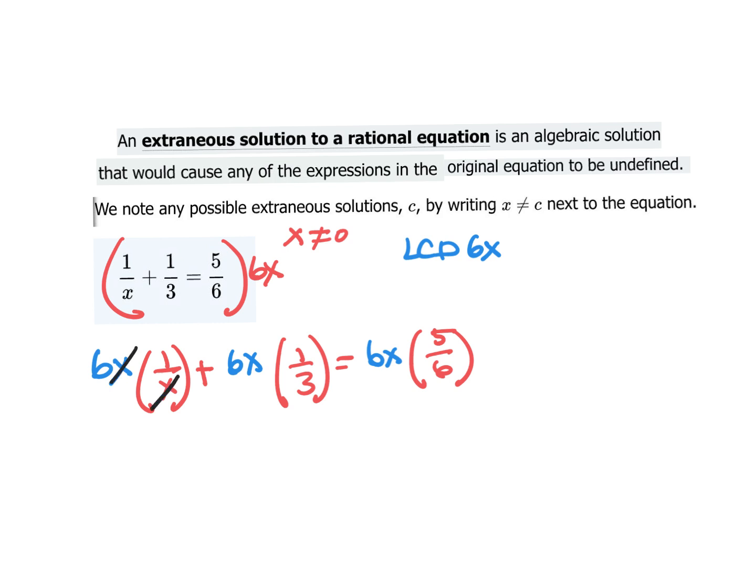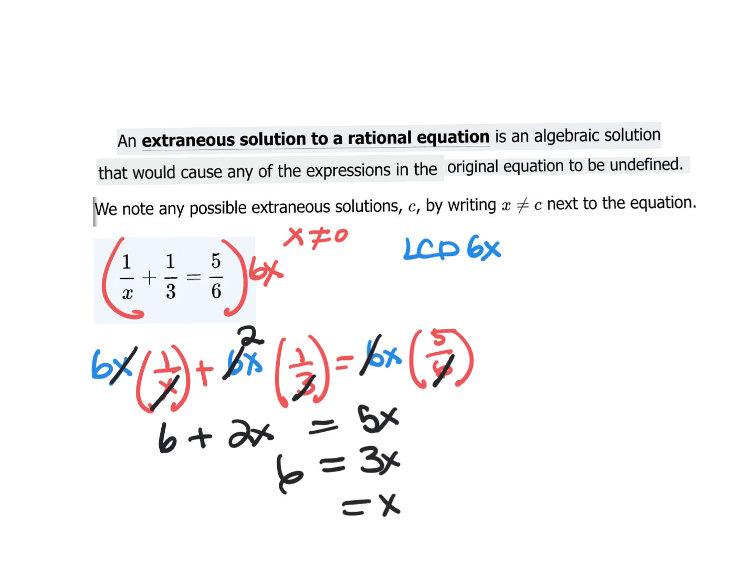So my x's will cancel here and leave me with 6. 6 divided by 3 is 2. That part will leave me with a 2x. 6 divided by 6 will cancel. This is going to leave me with a 5x. And then I'm going to just solve this equation and find out that x is equal to 2.